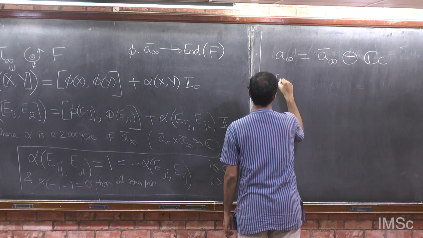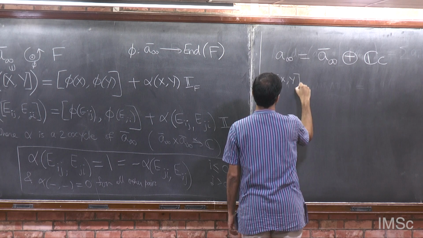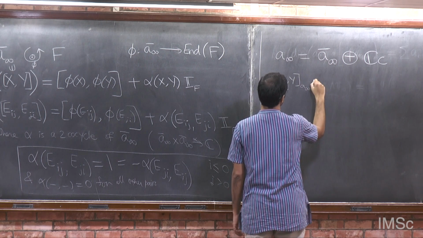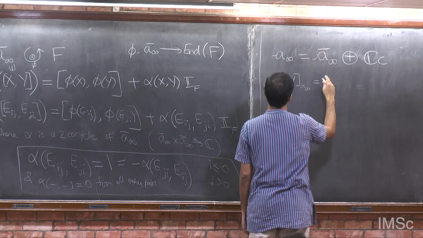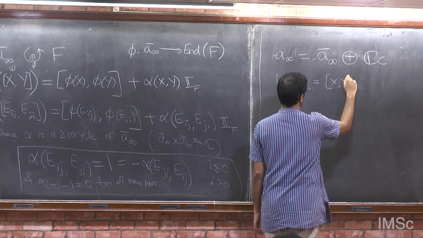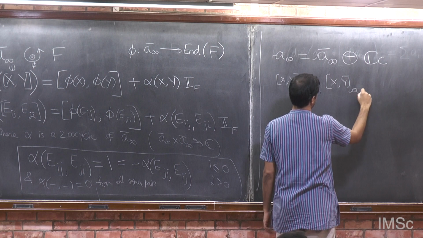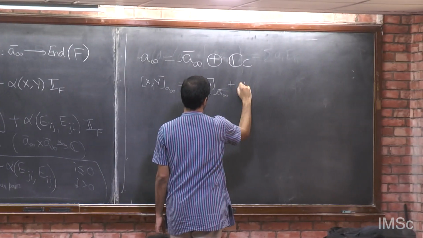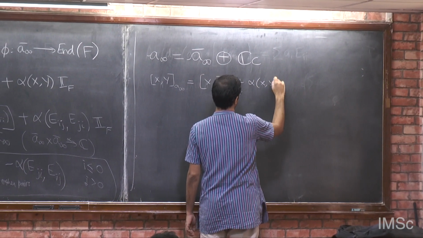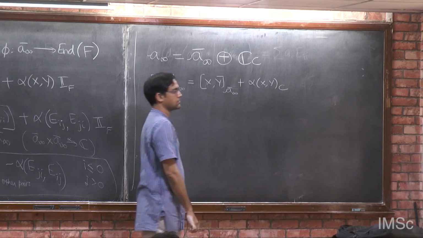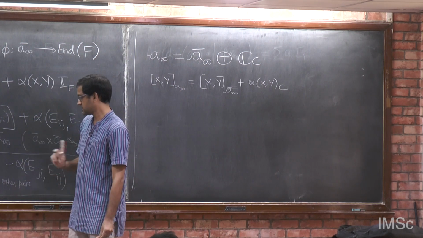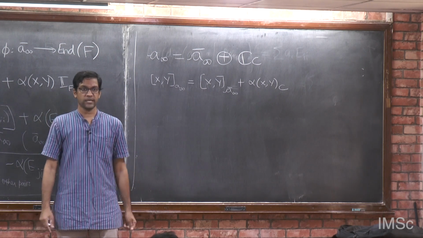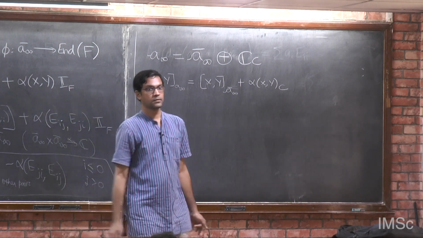So the new bracket, given any x, y, is the usual bracket as elements of A bar infinity plus alpha xy times C, where alpha is given by this function. So you centrally extend it, and you get a new Lie algebra.